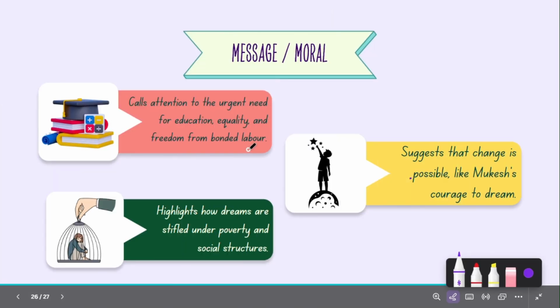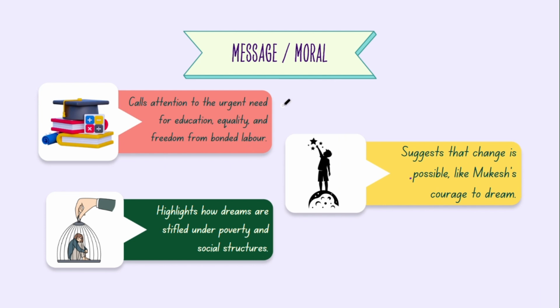Finally, we come to the end of this chapter, and let's quickly go through the message, the moral that this chapter is providing to us. The first message is that it calls attention to the urgent need for education, equality, and freedom from bonded labor that these children have to undergo, because they cannot get out of their poverty stricken situation unless they are treated equally and given the proper education that they deserve.